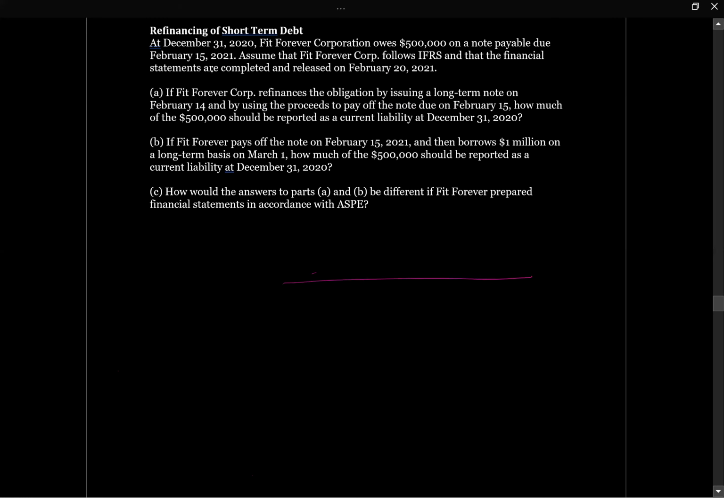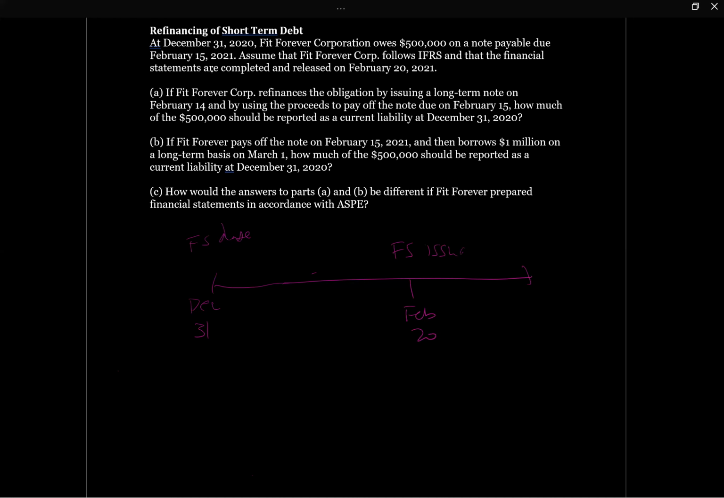So here's our timeline. We've got December 31st is the financial statement date. Then we've got that the statements are completed and released on February 20th. Financial statement issuance. And then here, they're going to refinance the obligation by issuing a long-term note on February 14th and using the proceeds to pay off the note on February 15th. So essentially, February 15th, they're going to issue a long-term note.